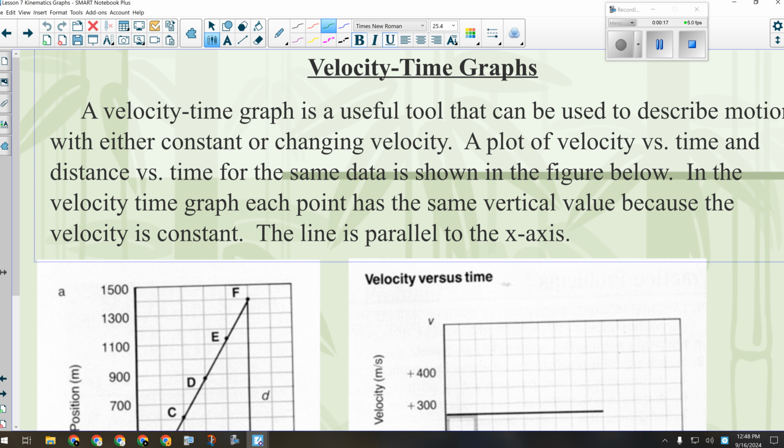Again, this stuff, guys, is all reviewed from Science 10. There's not a single thing I'm teaching you about these graphs that you weren't taught in Science 10. So hopefully it all seems familiar.